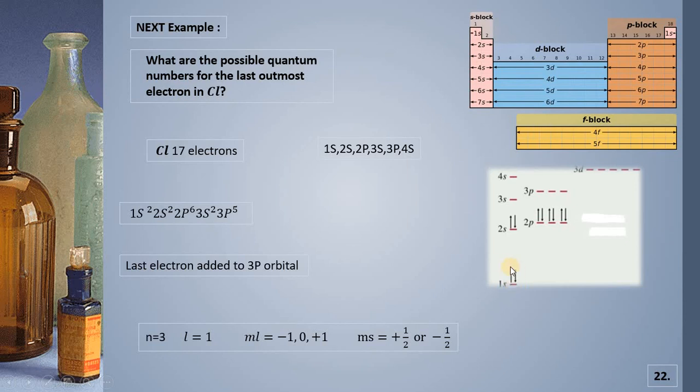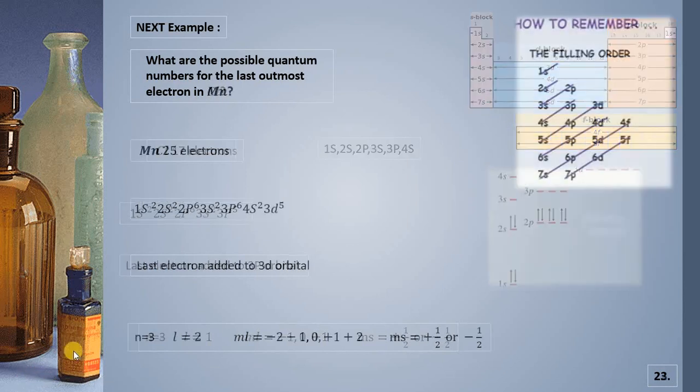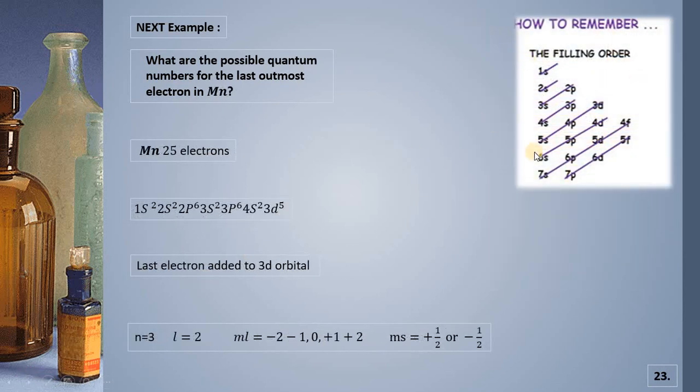If you are finding it difficult to arrange the configuration, 1s comes first, followed by 2s, followed by 2p, followed by 3s, followed by 3p, followed by 4s. That's how it progresses, and this is how to remember it.